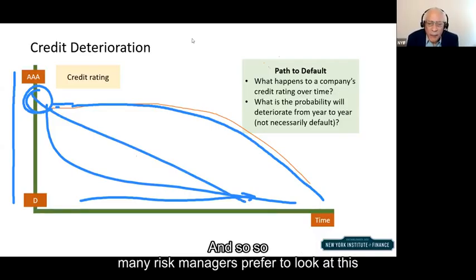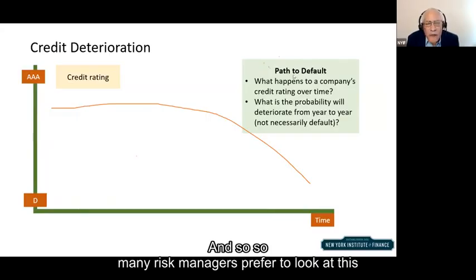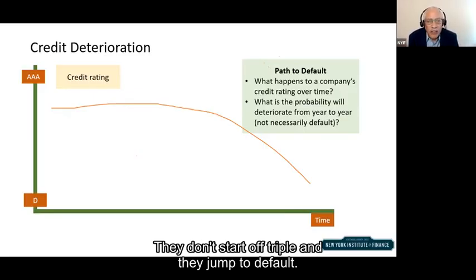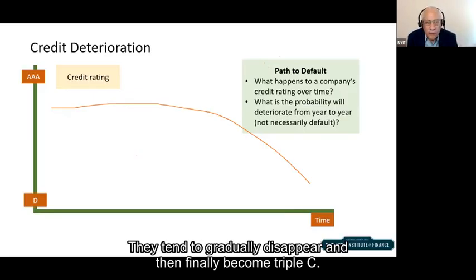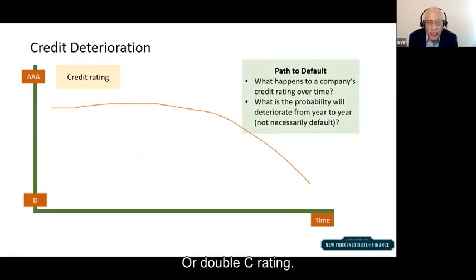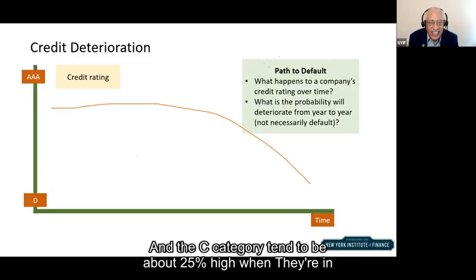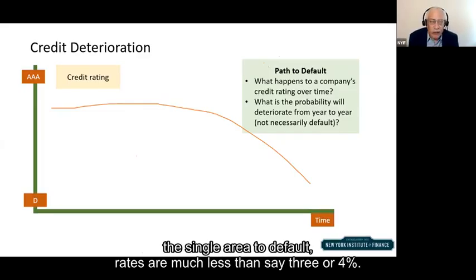And so many risk managers prefer to look at this as much as default, because companies get worse over a period of time. They don't start off AAA and jump to default. They tend to gradually deteriorate and then finally become triple C or double C rated. You see the default frequencies for those names in the C category tend to be about 25% or higher. When they're in the single A area, the default rates are much less, say 3 or 4%.